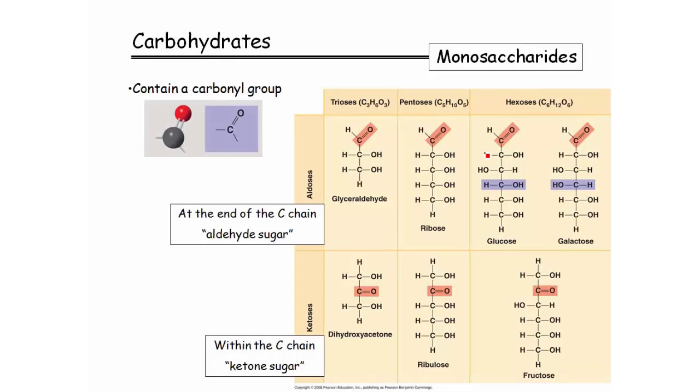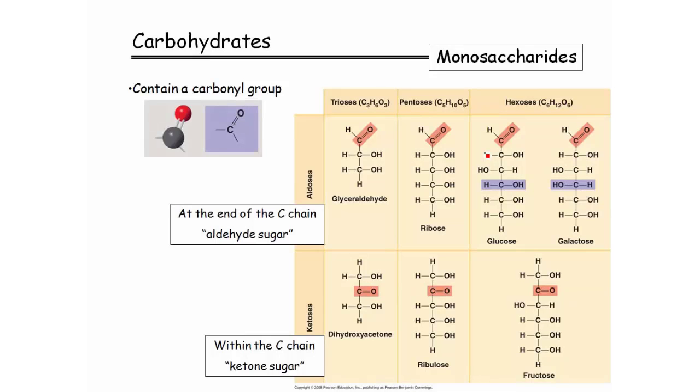Sometimes they are located on one of the ending carbons in the backbone. Sometimes they're located on one of the middle carbons. Depending on their location, we can have different names for our monosaccharides. When the carbonyl group is located at the end of the chain, those are called aldose sugars or aldehyde sugars. When it happens to be located in the middle, then they are called ketoses or ketone sugars. You will see those terms pop up in the lab as we go through our classifying carbohydrate lab. So it really is just a difference in where that carbonyl group is located within the molecule.